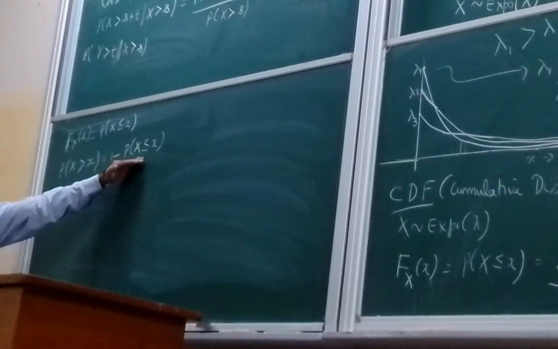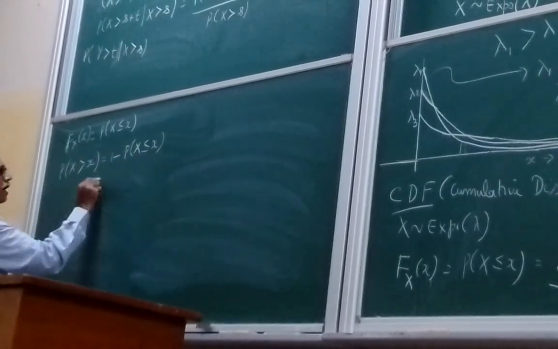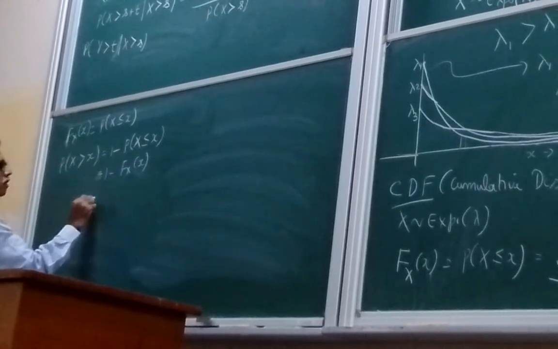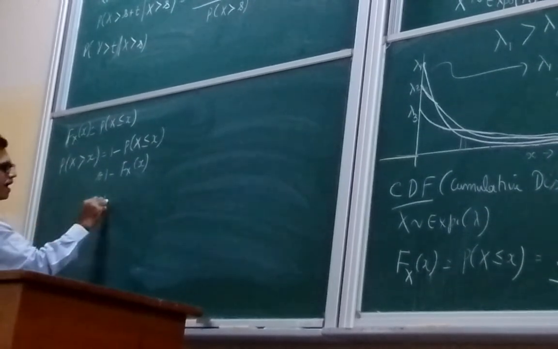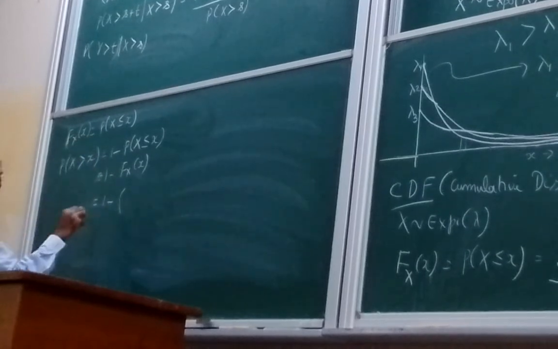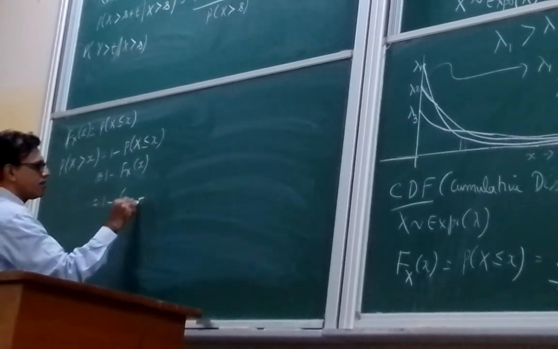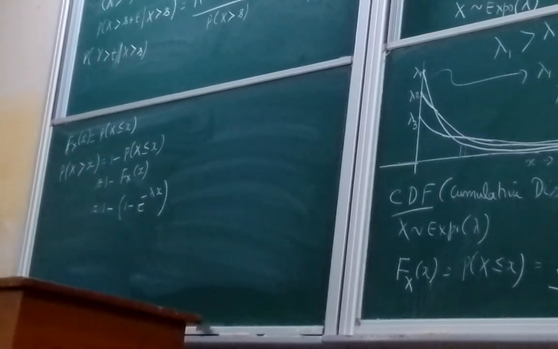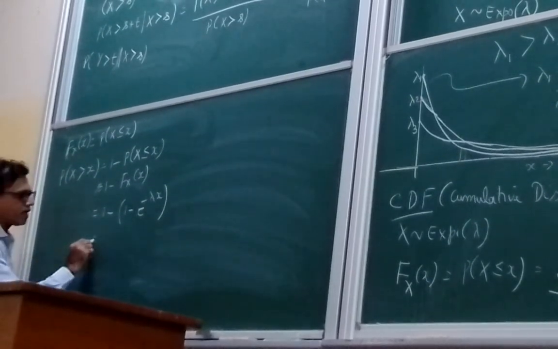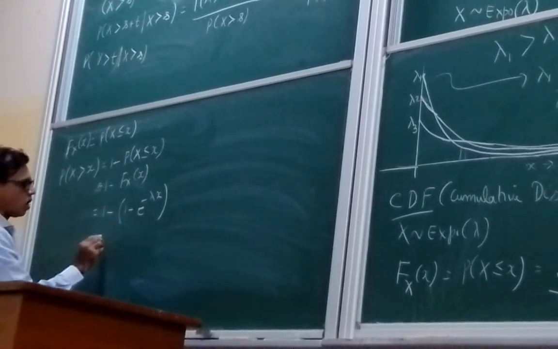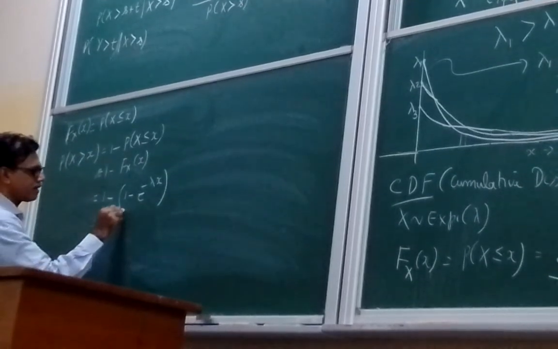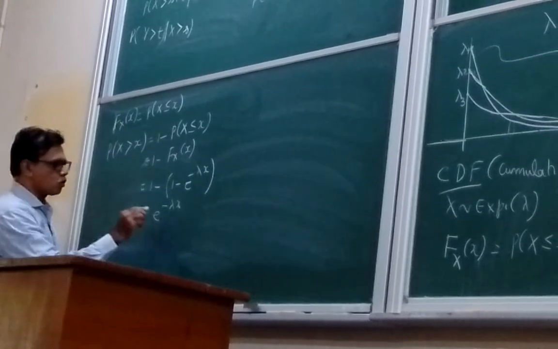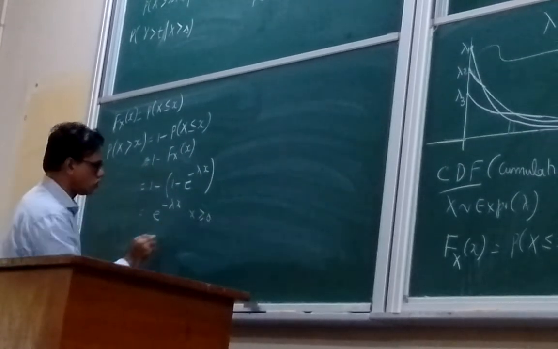And we know the formula for this. This is nothing but 1 minus F_X(x). So again, plug in the F_X(x) formula for this one: 1 minus e power minus lambda x, for x greater than or equal to 0. So that gives you e power of minus lambda x. That's it. This is true for x greater than or equal to 0.